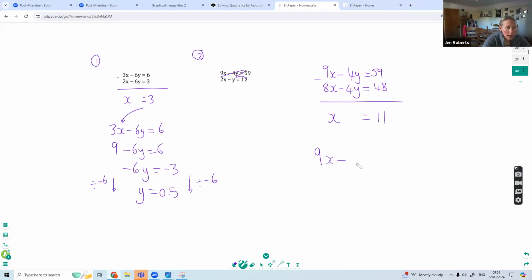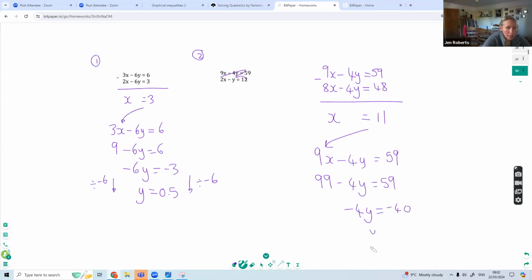So you've got 9x minus 4y equals 59. x is 11. So if I put that in there, 9 times 11 is 99. I'm going to take 99 off both sides first. If I take 99 off the left-hand side, you're left with minus 4y. If I take 99 off of here, 59 take away 99 is minus 40.